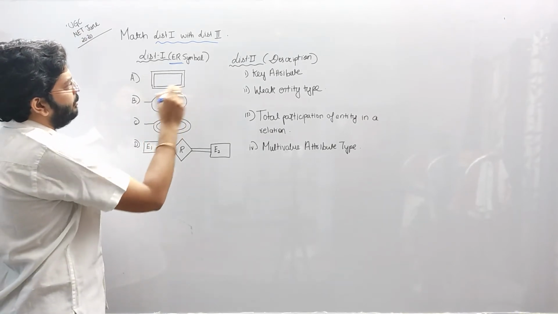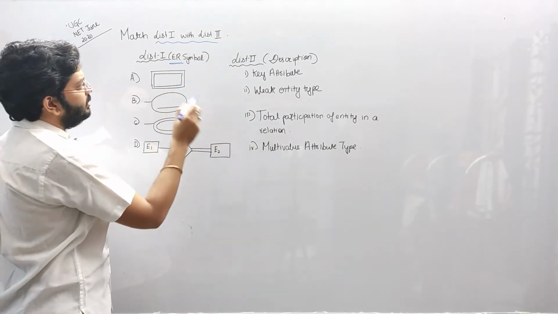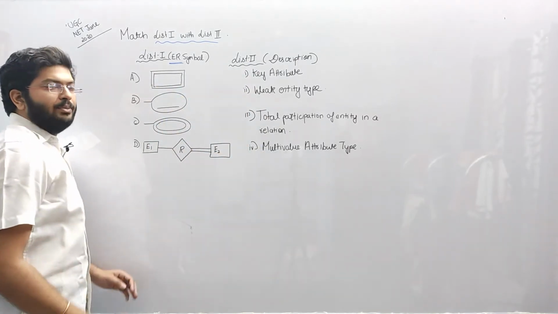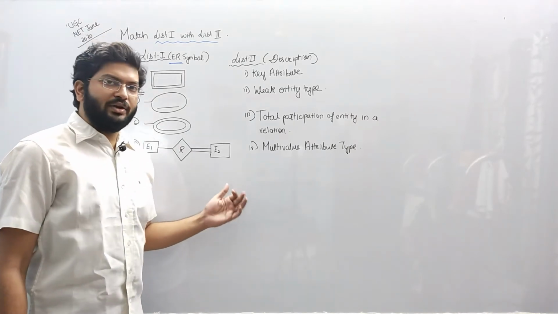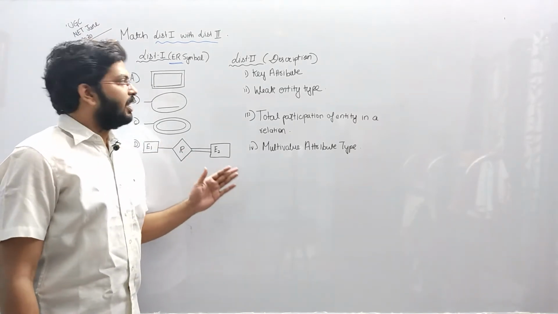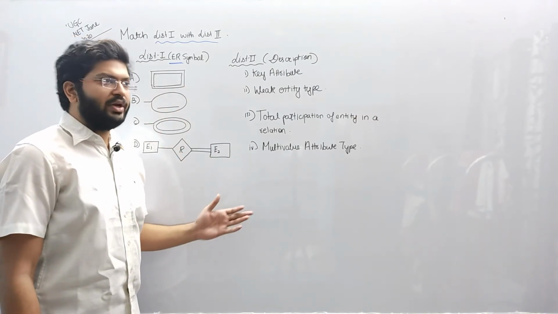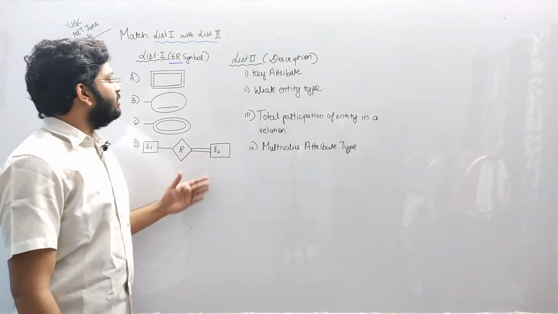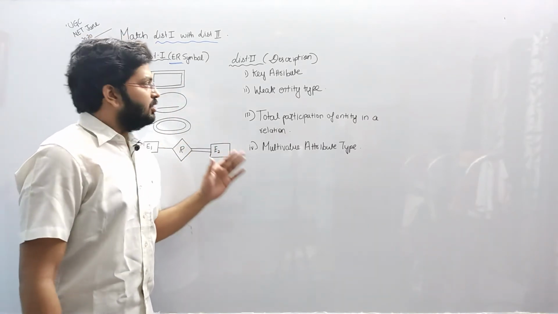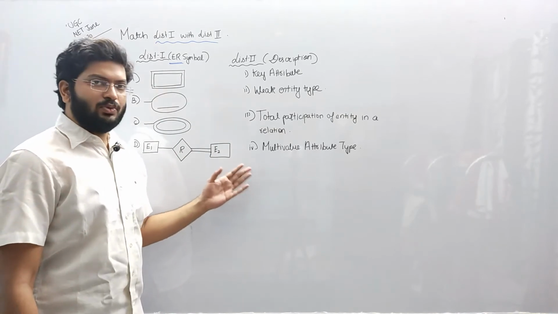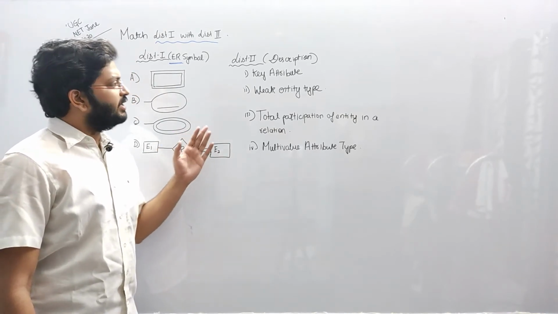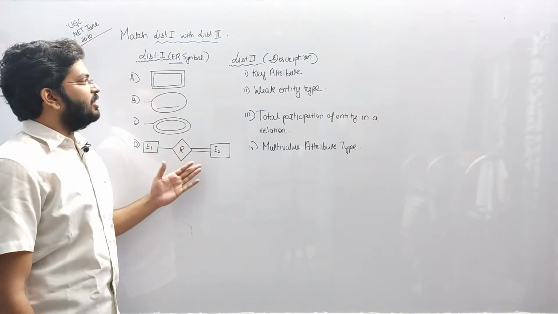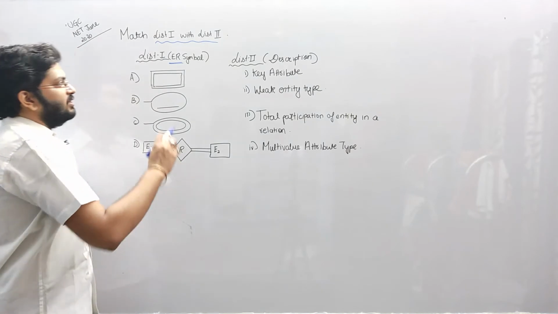So this is a double rectangle. We have to see from here, double rectangle stands for weak entity type. Basically there are two types of entity, that is strong entity, which is shown in a single rectangle, and if you have a double rectangle, then it is a weak entity. So basically you have to remember the symbols. In the next class I will be providing you the list of all the symbols and their descriptions. For today only I am solving the question because it was asked in a previous year. In the next class I will be providing all these symbols, how many symbols are available, and their descriptions.